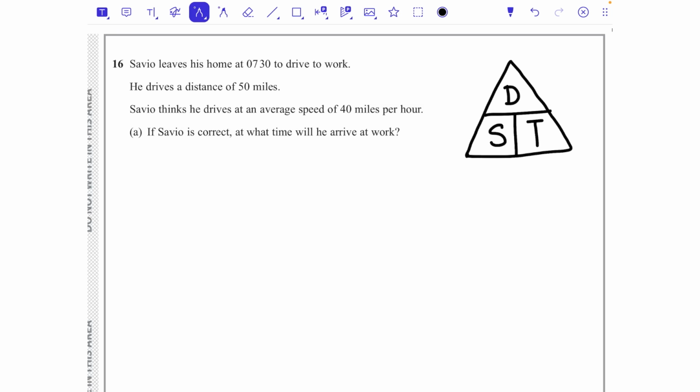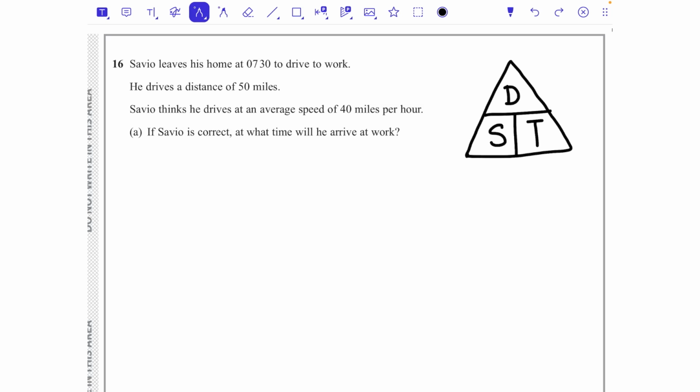And then within that triangle, we cover up the thing we want to know and we do the sum that's left behind. So if you want the time, you cover that up, and we're doing distance divided by speed. If you want the speed, you cover that up, and we're doing distance divided by time. If you want the distance, we'll cover that up, and you're doing speed multiplied by time because they're next to each other. So that formula triangle is really helpful to remember.